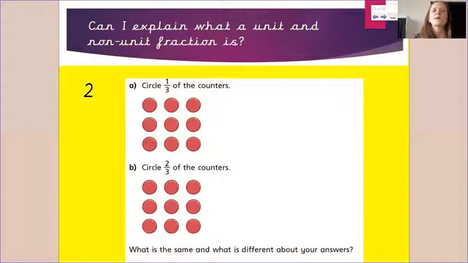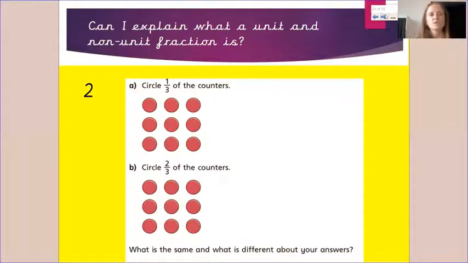Question 2 says circle 1/3 of the counters. So draw out these counters. Remember that when you are breaking them into 1/3, they need to be in 3 equal groups, and you will circle 1 group out of those 3 groups you have put them into. Then in question B, you will redraw them and circle 2/3 of your counters. And I want you to explain what is the same and what is different about your answers.